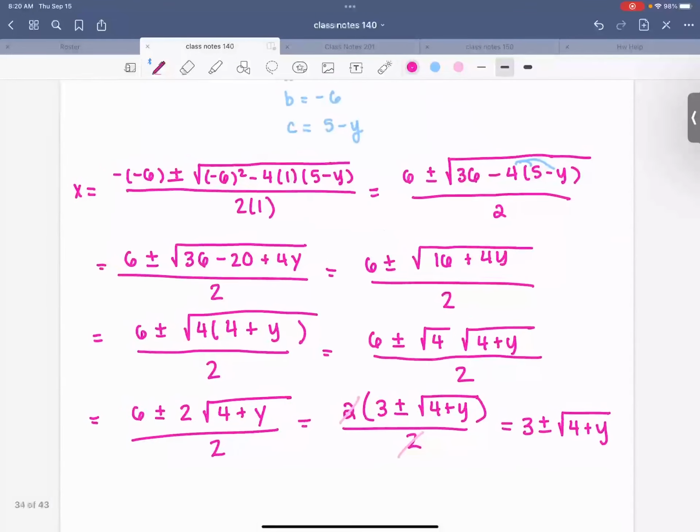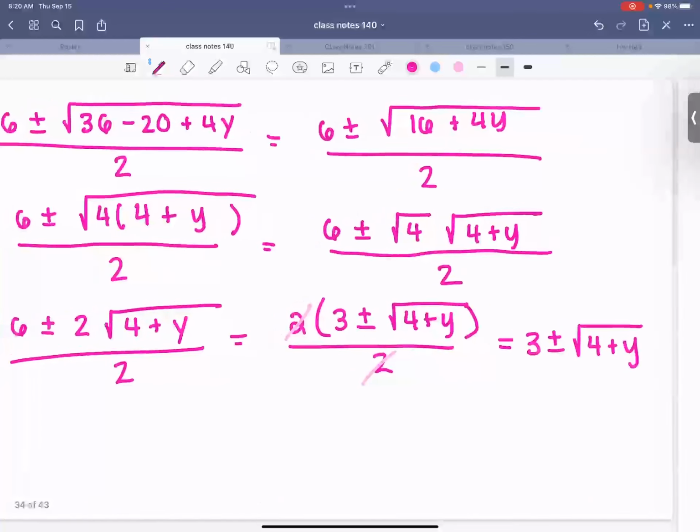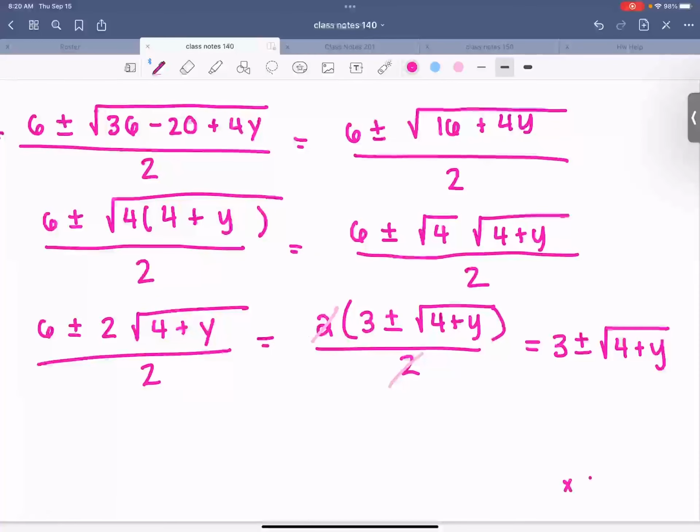Now here's where things get a little tricky. I know it's already tricky and now I'm making it more tricky. If we go to the question, it's saying we need to solve for x, and we got our value of x, but it says that x has to be less than or equal to 3. So I'm going to remind myself, x has to be less than or equal to 3. Let's write out our 2 answers and see if maybe one of them doesn't make sense. Since I have a plus or minus, I have a 3 minus the square root of 4 plus y, and then I have a 3 plus the square root of 4 plus y.